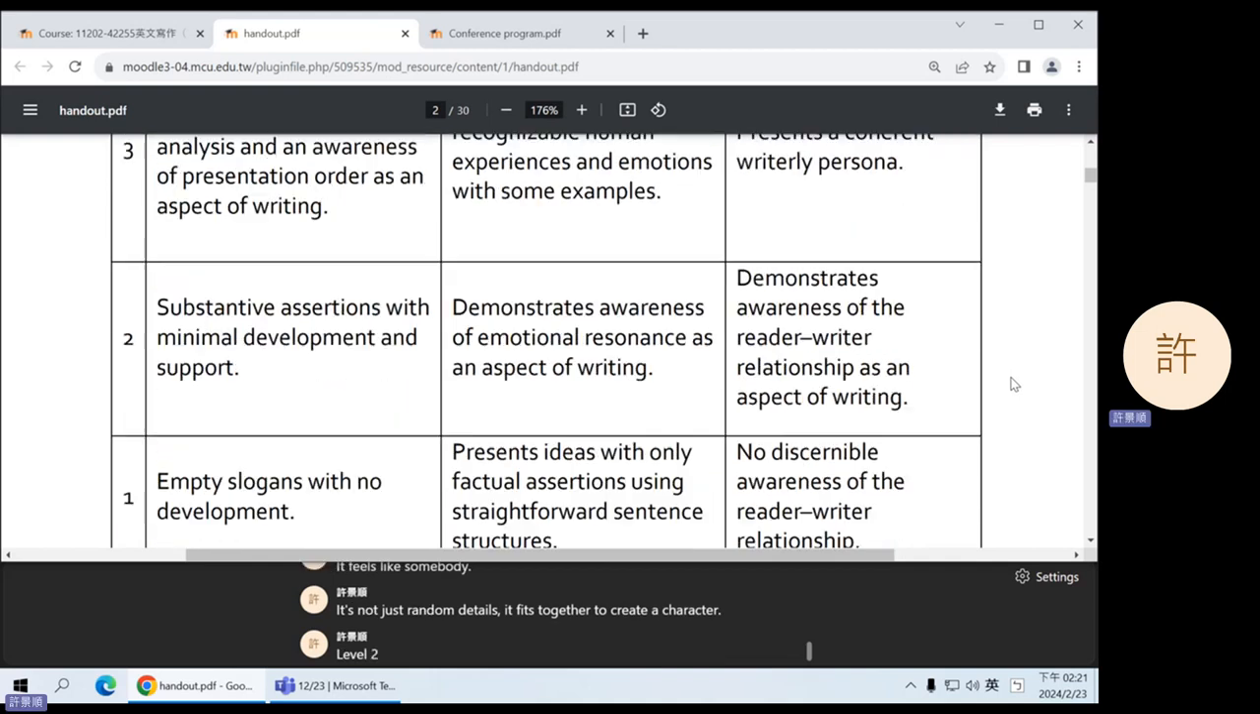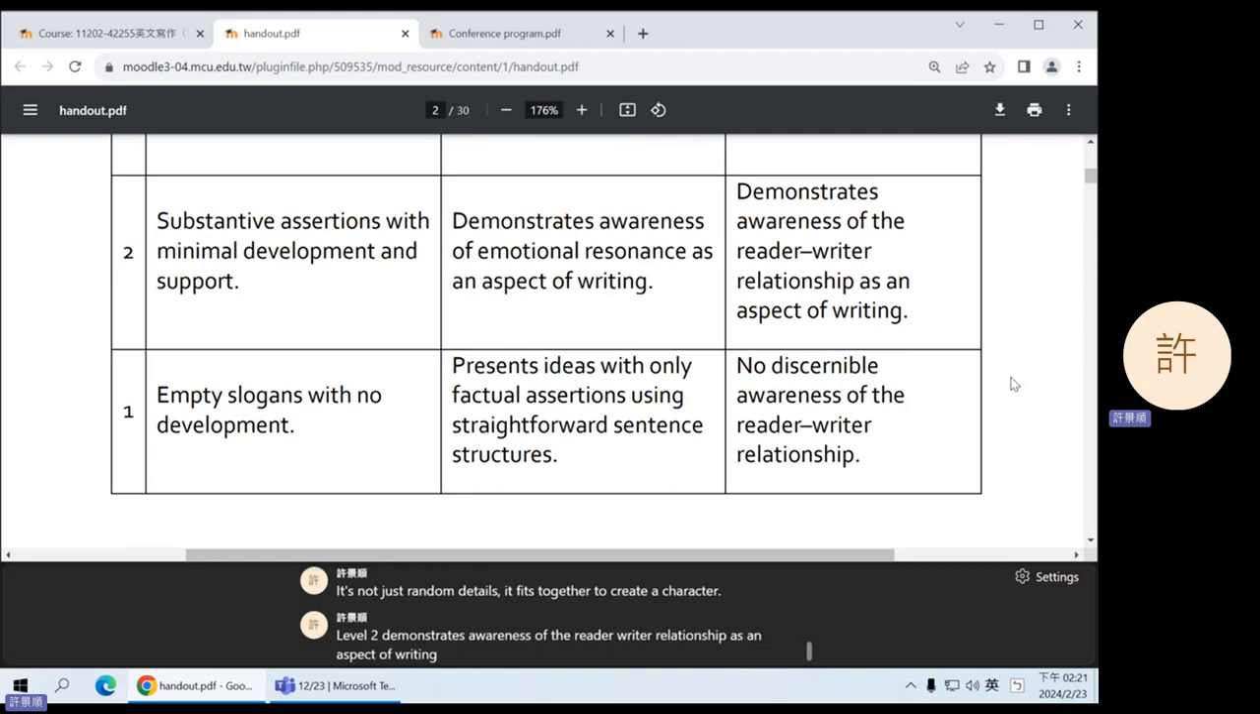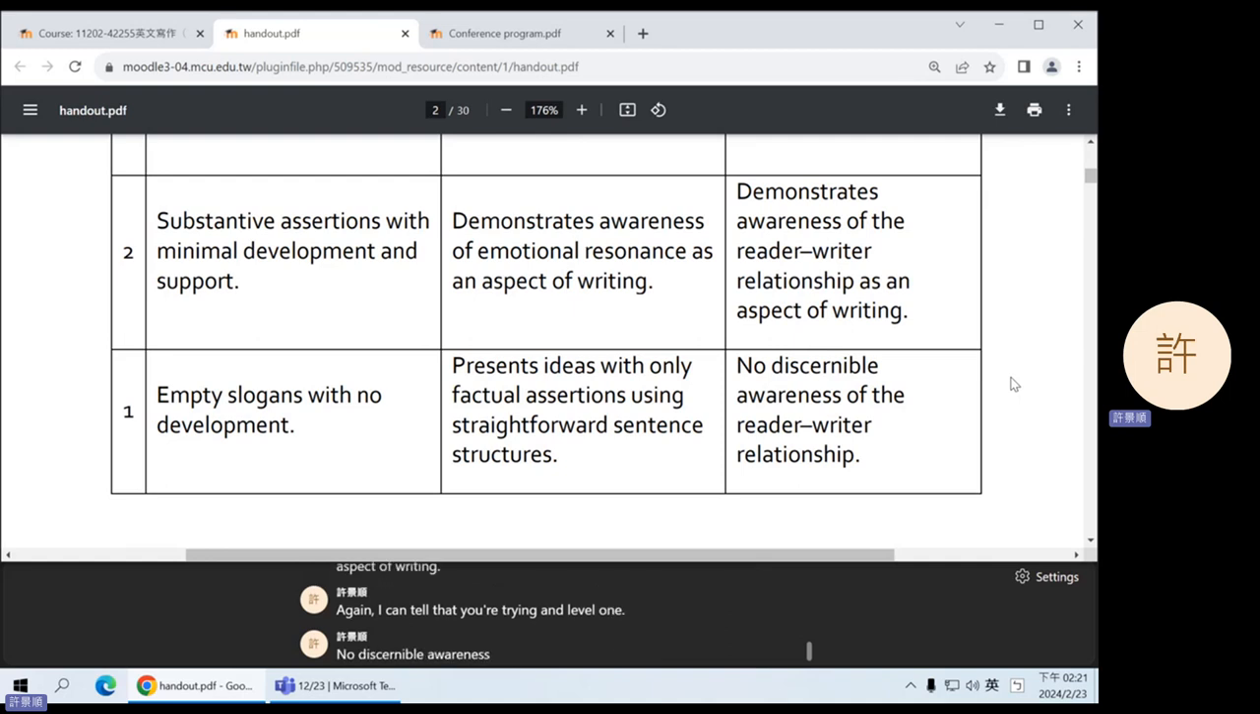Level 2 demonstrates awareness of the reader-writer relationship as an aspect of writing. Again, I can tell that you're trying. And level 1, no discernible awareness of the reader-writer relationship. In other words, it feels like this was written by ChatGPT, not by a person.